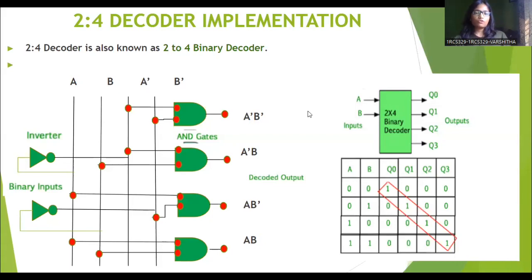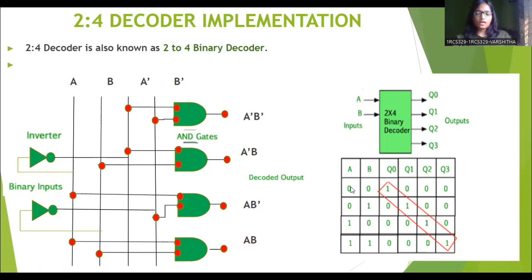Now let's discuss the 2:4 decoder implementation. 2:4 decoder implementation means that we are passing two input signals and four output signals are generated by the decoder. Here A and B are the two input signals. A bar and B bar are the NOT of A and B respectively. A bar B bar, A bar B, A B bar, and AB are the representation of Q0, Q1, Q2, Q3 respectively. These are the minterms. We have connected the input signal in a unique combination within the decoder.